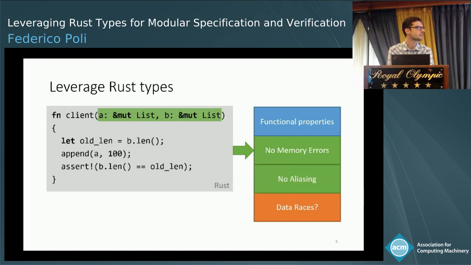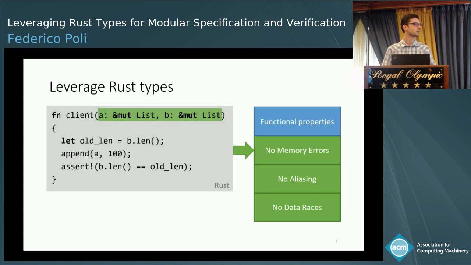So we cannot have aliasing, and these two lists in memory cannot share any node. What about data races? The compiler also checks for them, and this is a problem that is solved by the compiler. So we saw that this type system is very useful for the developer because there are some guarantees. The developer can stop worrying about null pointers. And our question is, can we also reuse the same guarantees that the type system gives to the developer to simplify the task of verifying this program?